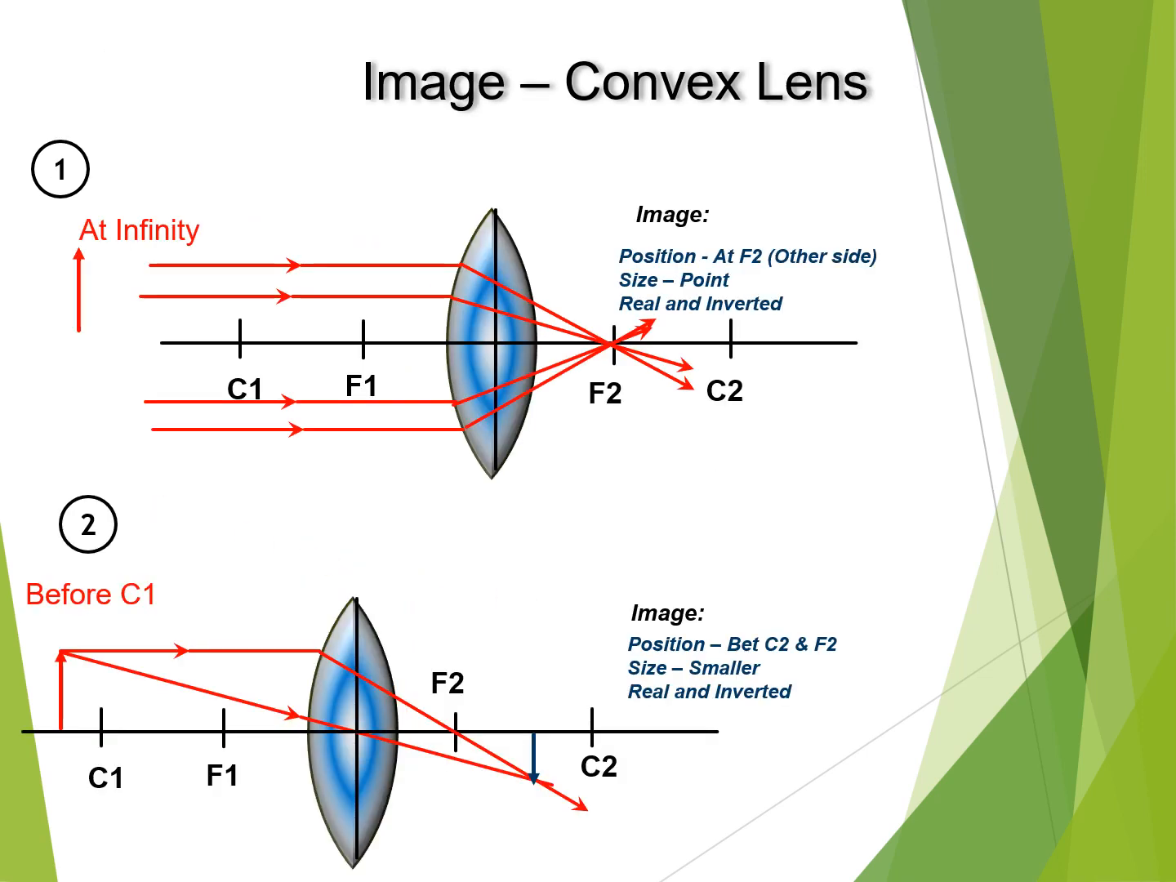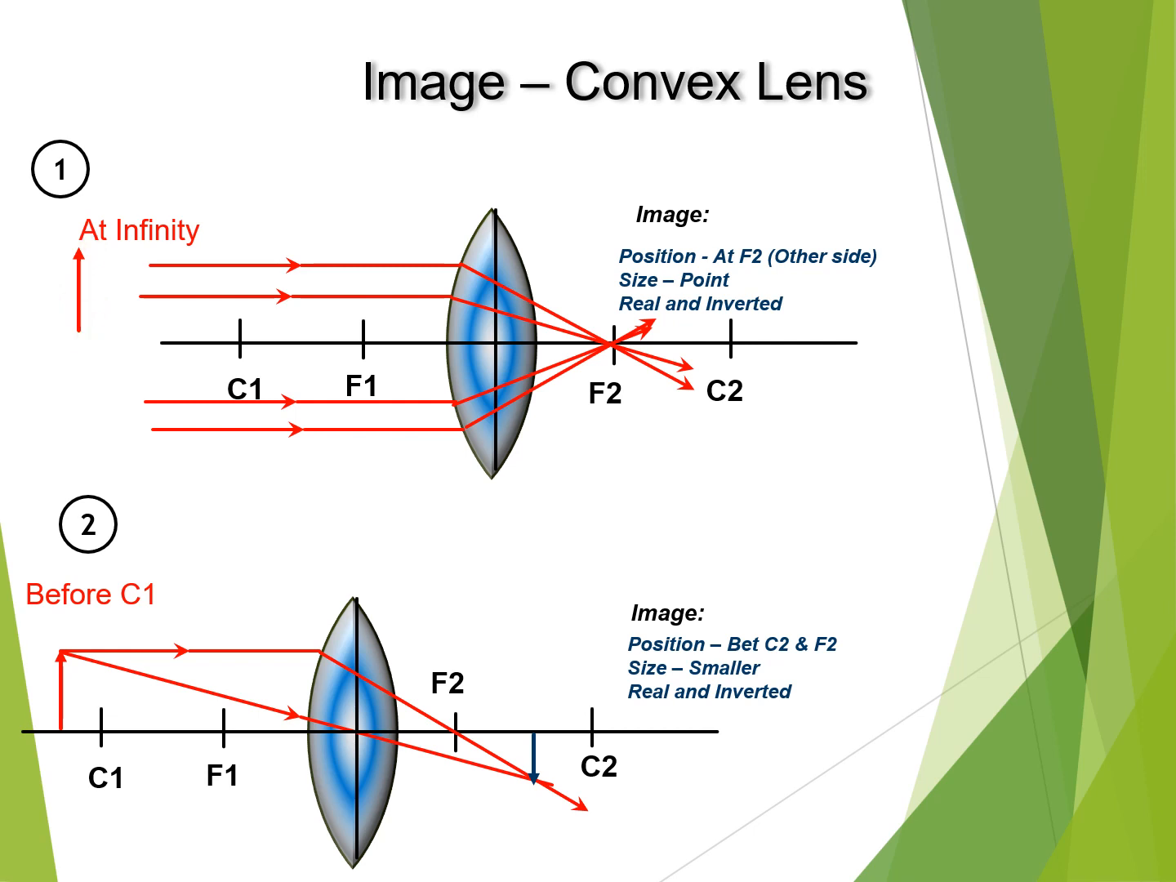Let us see how the images are formed with convex lens and concave lens. So let's start with convex lens. There can be 6 positions where an object can be placed in front of a convex lens to get the image. In the first case, let us assume that the object is at infinity.